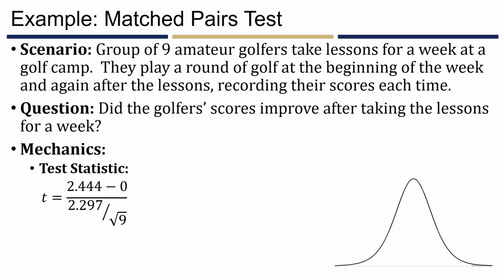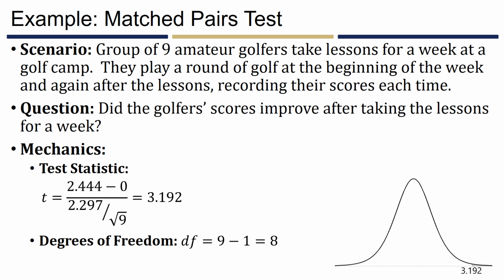This 2.297 that you see here is not coming from the Excel output. The Excel output didn't give you the sample standard deviation of the differences. If you want that value, you actually have to go back into your original data set and look at the differences that were in column D and calculate out the sample standard deviation in that particular column. That sample standard deviation from a couple of slides ago is 2.297. We divide that by the square root of 9, and that gives us our test statistic of 3.192, which we saw in the Excel output.